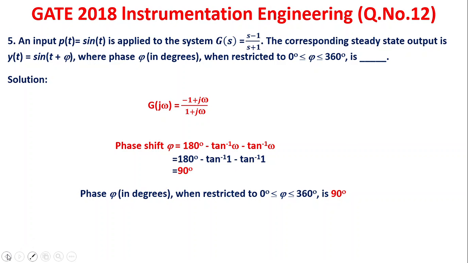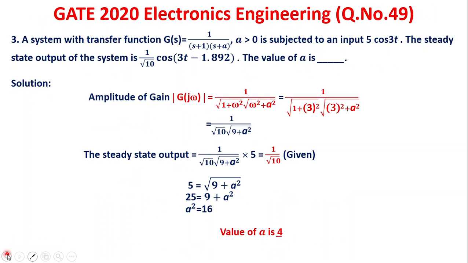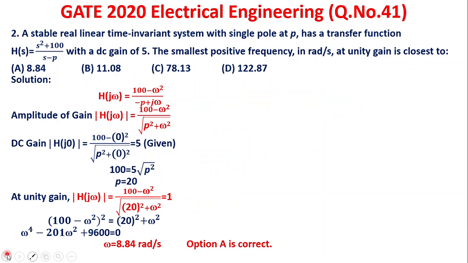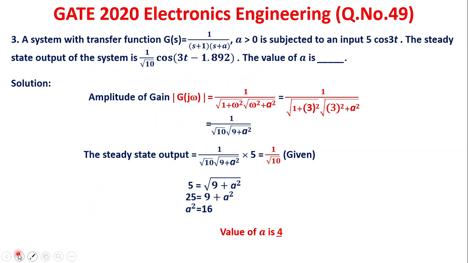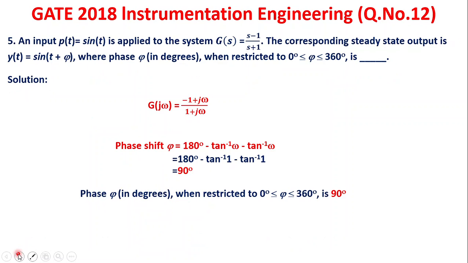So if you see all the problems, problem 5, problem 4, problem 3, problem 2, problem 1, in all these problems we put s equal to j omega, find the magnitude and angle, and whatever conditions are given, we just use those conditions to find the unknowns or whatever is asked in the problem. So again, I have not used any new formula, new expression or new concept. Whatever I have already explained in the control system lecture series is all I have done.